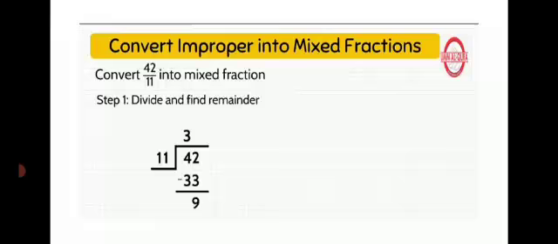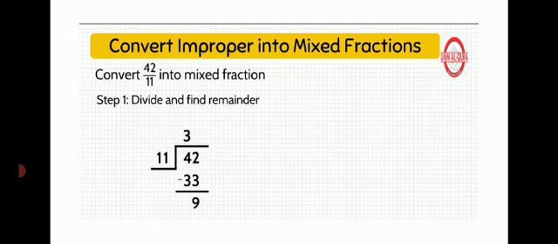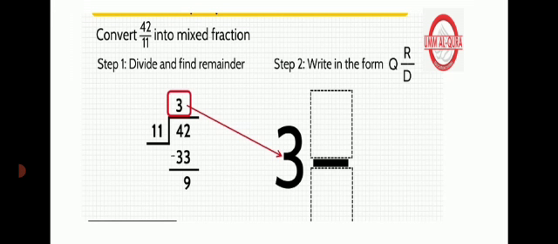2 minus 3 is not possible. What do we do? We borrow: 12 minus 3 is 9, and 4 becomes 3. 3 minus 3 is 0. Now in step 2, what do we do?